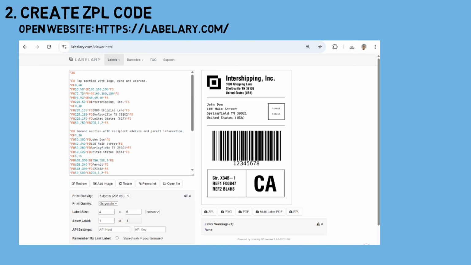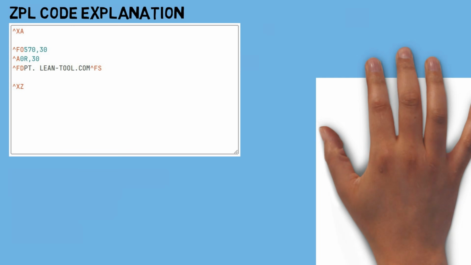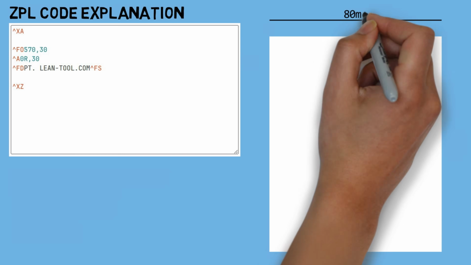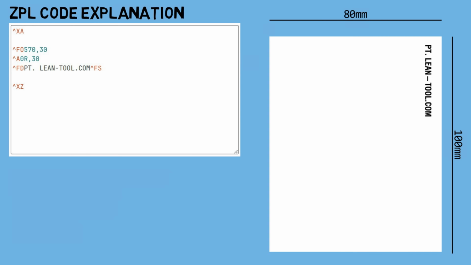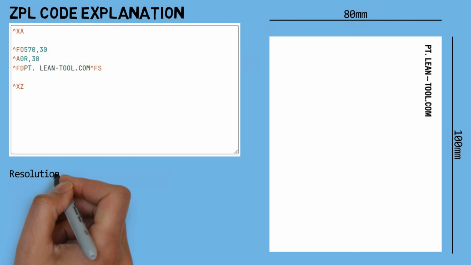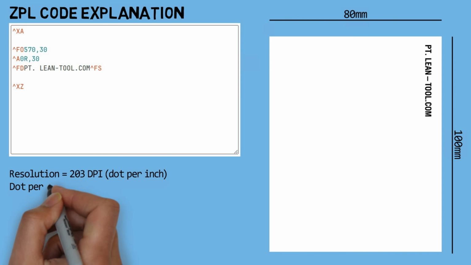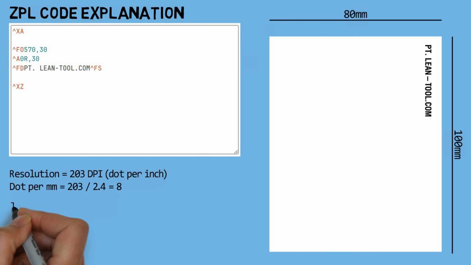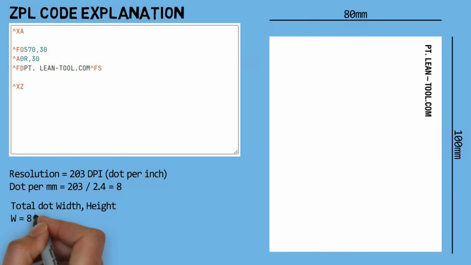Now, I'll walk you through a simple example of the ZPL code that I created. This is to help you understand how each part of the code works, so you can easily modify or create your own label design later. On the left side, you can see the ZPL code, and on the right side is the label preview. In this example, I'm using a label with a width of 80 mm and a height of 100 mm. The printer has a resolution of 203 dpi, or dots per inch. From that, we can convert it to around 8 dots per millimeter. So based on the label size, we can calculate the total number of dots for both the width and the height. This will be our reference when positioning elements like text or barcodes on the label.